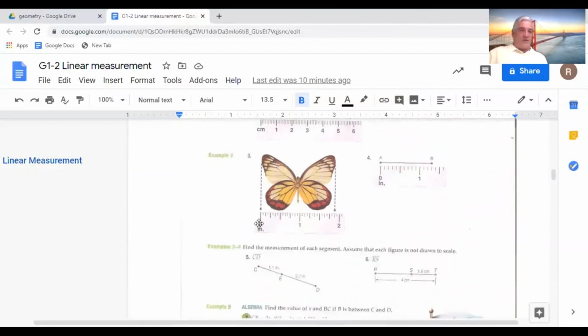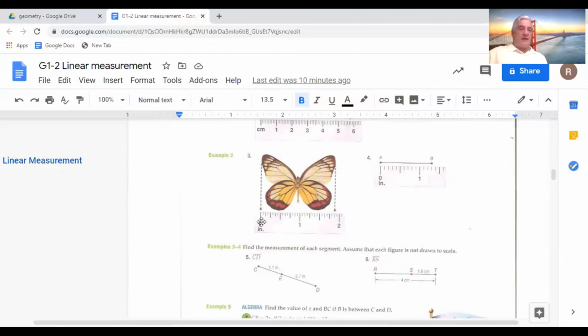There's a butterfly. Once again, we're starting the ruler at 0. If you start the ruler at 7, that's fine with me, but you have to subtract 7 from your answer. So we're starting the ruler at 0. There's 1 inch. There's 2 inches. If we're talking about the nearest inch, the answer would be 2. But if we're talking about the nearest half inch, the answer would still be 2.